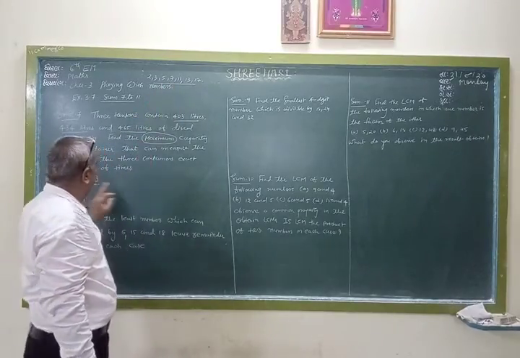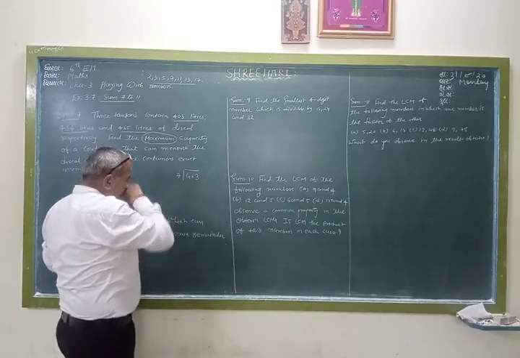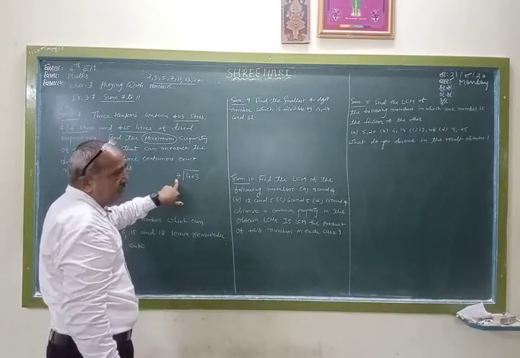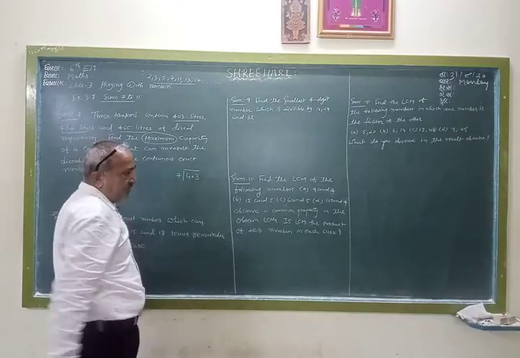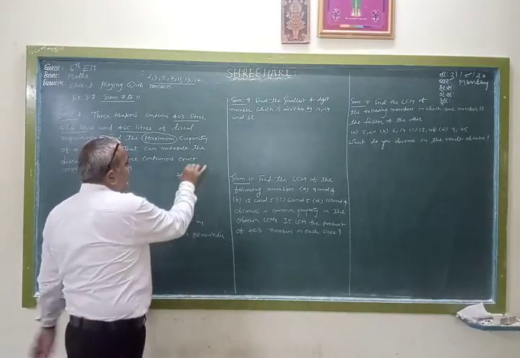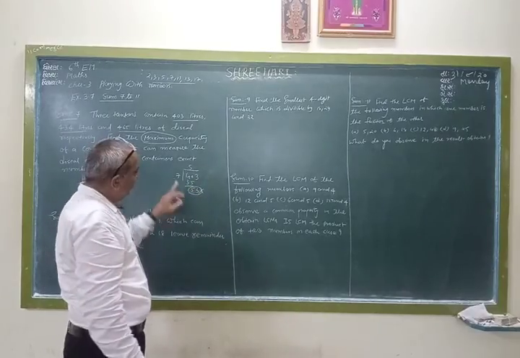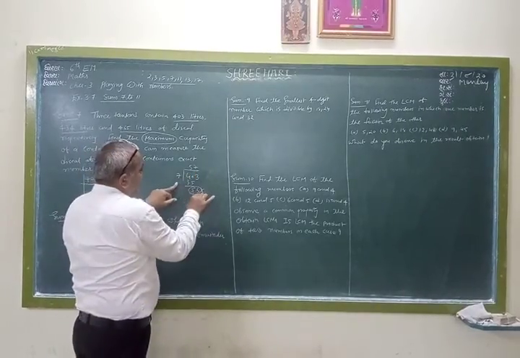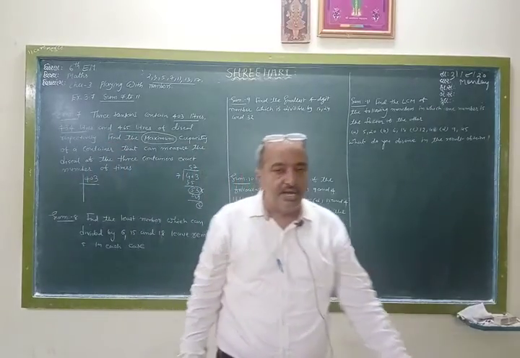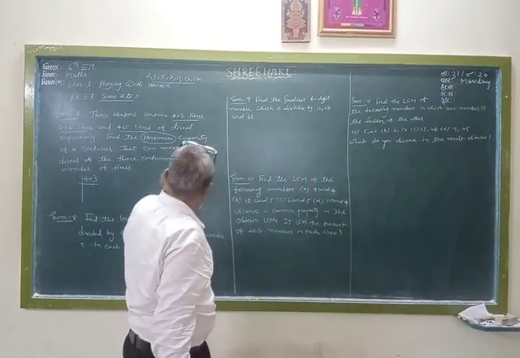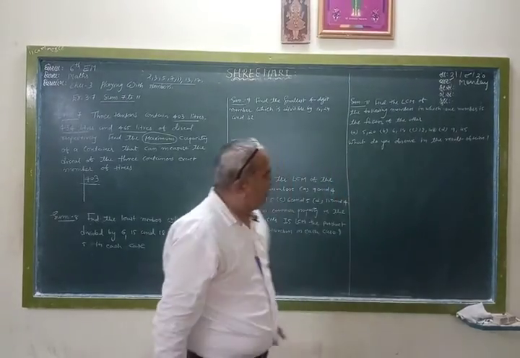So go to 7. Try to divide by 7. 7 sevens are 49, too big. 7 sixes are 42, also big. 7 fives are 35. Here 5 3, we can't. 7 sevens are 49. Here 4 remains. So we can't divide this number by 7 because we got a remainder here.